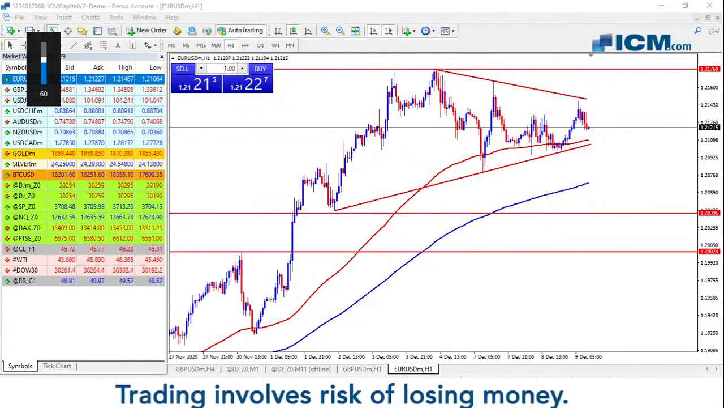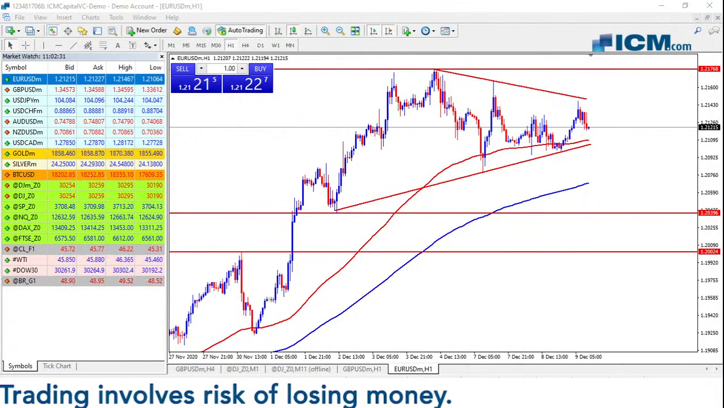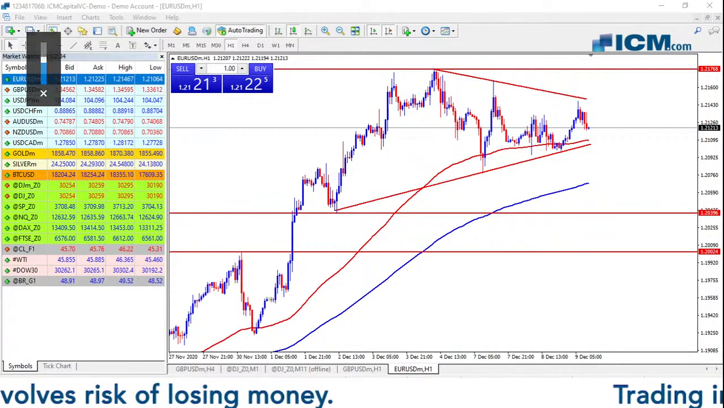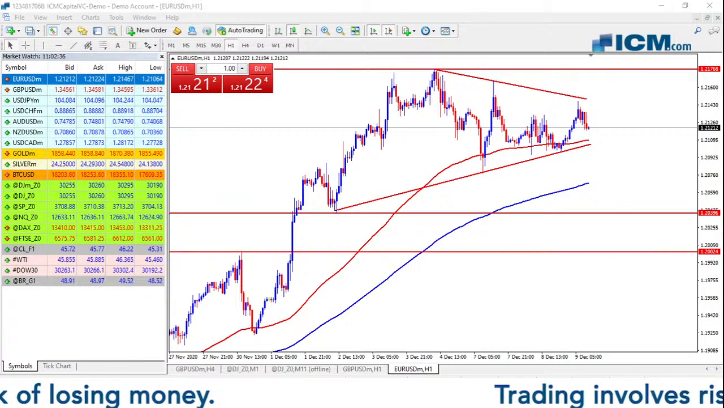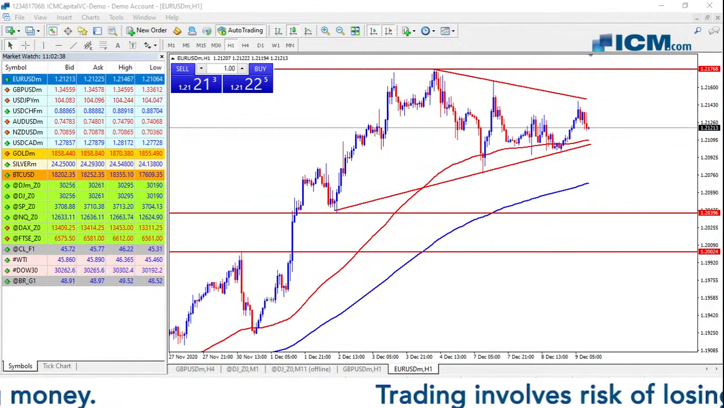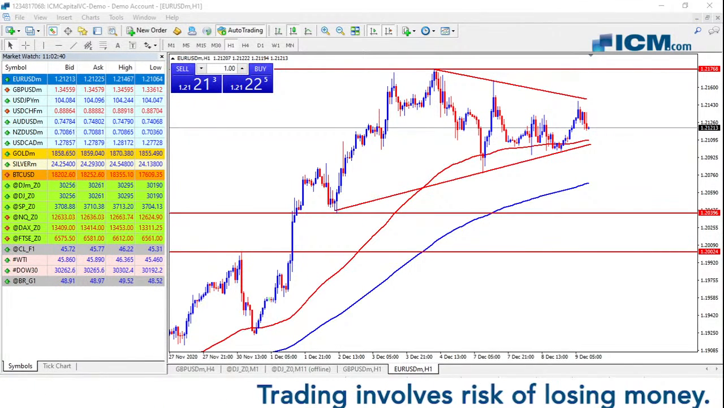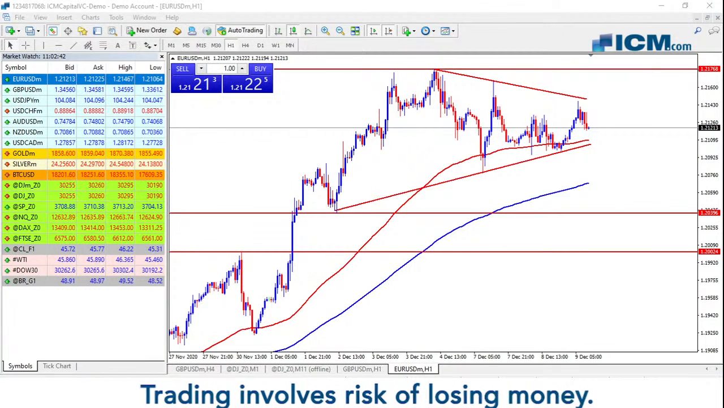So today we had the German trade balance, which came out earlier today for the month of October, showing a surplus of 18.2 billion, which was a good reading, showing that the German economy was performing well in October.